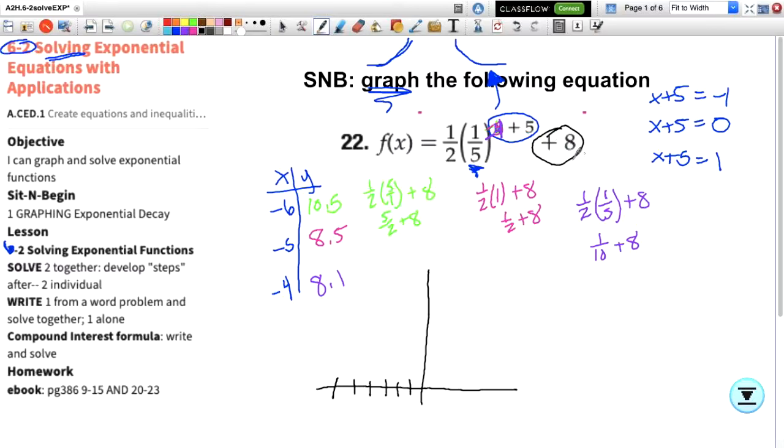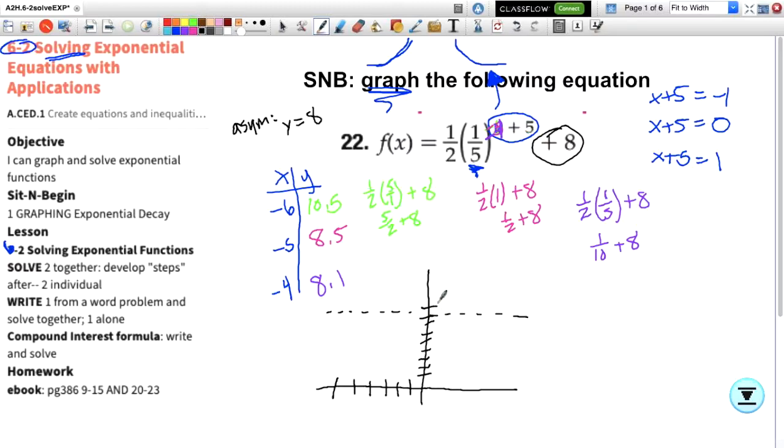In fact, that reminds me, I forgot something really important. I need to decide where my asymptote is. That's what I should have done first. My asymptote is going to be, instead of x equals 0, or y equals 0, excuse me, it's going to be y equals 8. It's going to be shifted up 8. So 1, 2, 3, 4, 5, 6, 7, 8. Here's going to be my asymptote. It's going to get really darn close to that line, but never hit it.